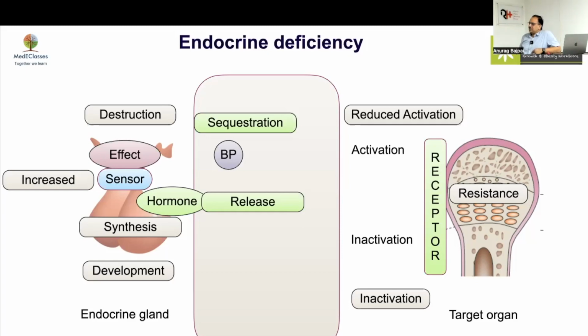What about sensing? Sensing defects, for example calcium sensing, where the body is sensing too much calcium. That is an activating defect of the calcium sensing receptor. Or glucose is being sensed more, so when glucose is more, you will develop hypoglycemia. So all these problems can cause a deficiency.